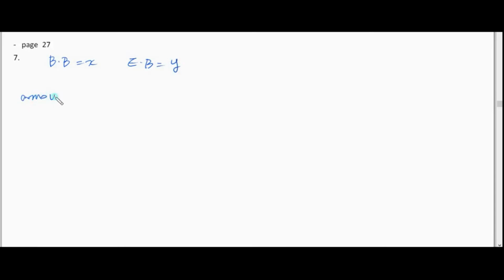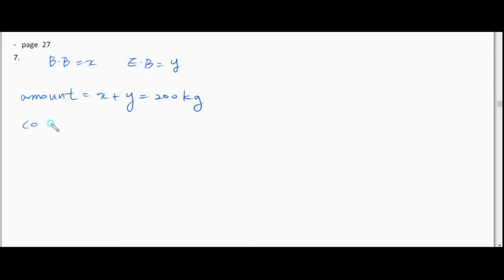So first, we'll put Brazilian coffee as Brazil beans, X, and Ethiopian coffee, EB, and this is Y. So the first one is about the amount. X plus Y equals 200.